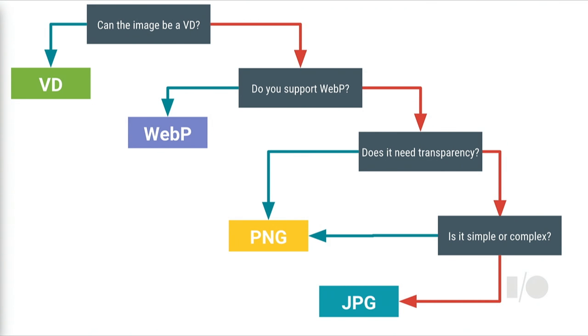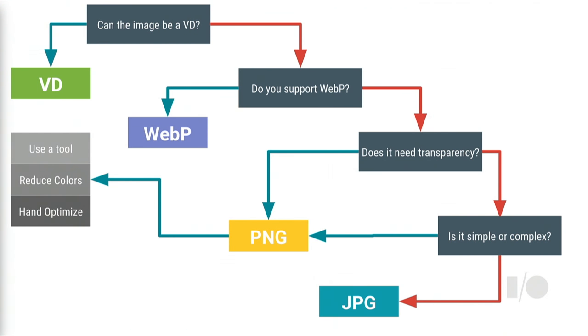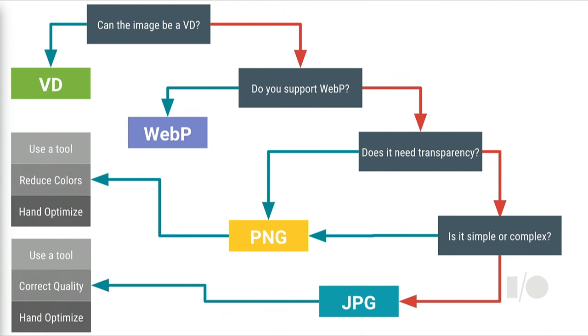Now, if we end up at PNG, we want to make sure that we're running a tool on it, reducing colors, trying to make it indexed, and hand optimizing it in places where we need to for hero assets. Same thing with JPEG. Use a tool, correct the quality, and hand optimize where you can.